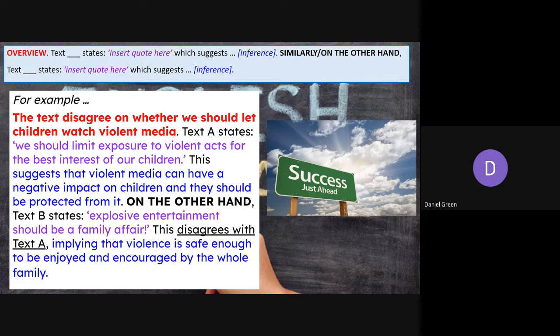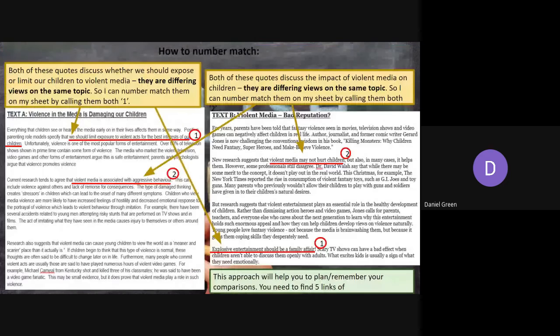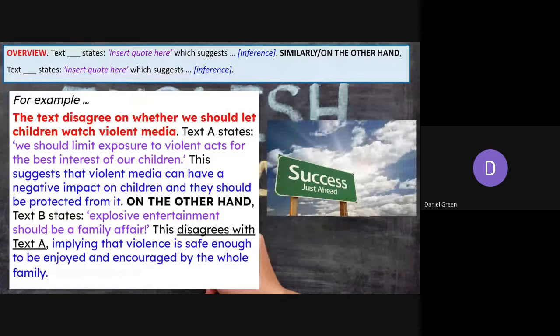Notice how I've used my blue inference skills to say what this tells me about the point I'm making. I've used in bold there a comparative sentence to link the two comparisons together, and then I've constantly referred to whether they're different or whether they're similar. So that is exactly how you go through a comparison question. Like I said, number method, then use the structure to answer it.